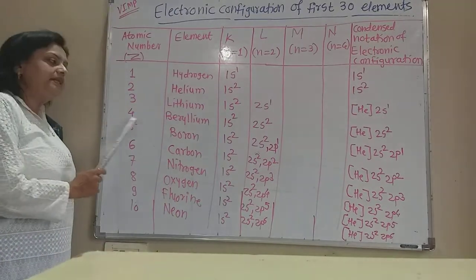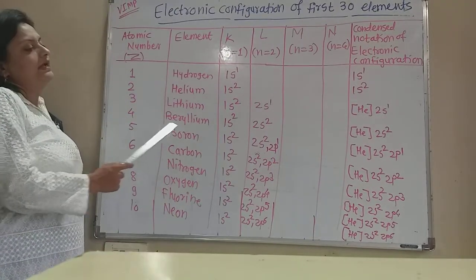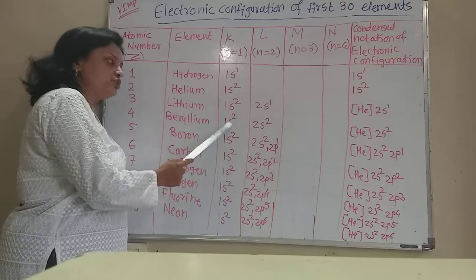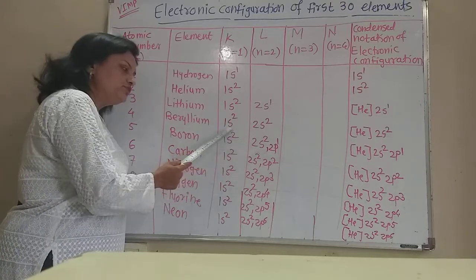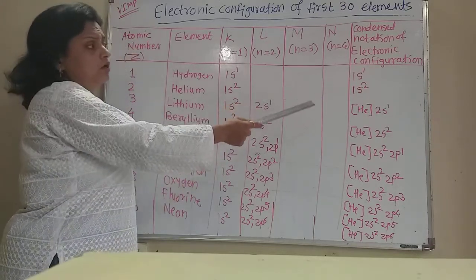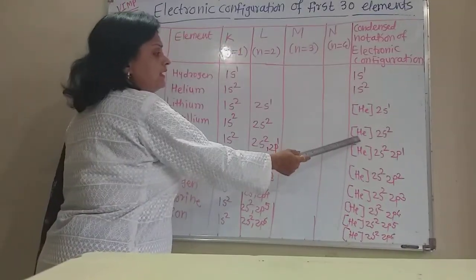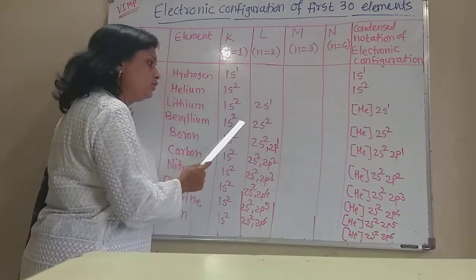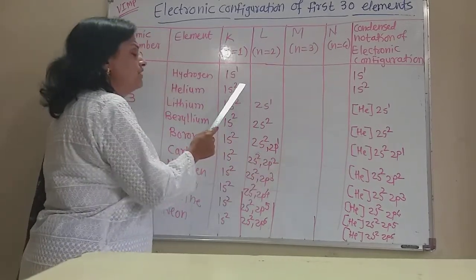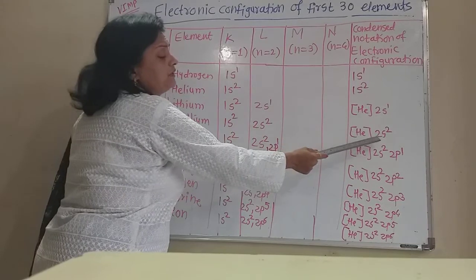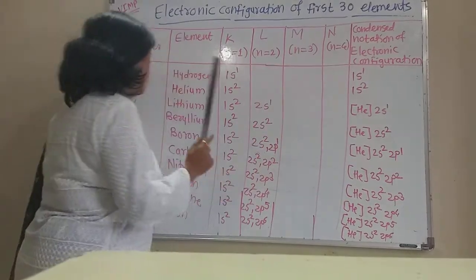Now in beryllium, atomic number 4, the electronic configuration is 1s2, 2s2. These 4 electrons in the condensed configuration are shown as [He]. That means these 1s2 electrons are there. Helium has the 1s2 configuration and after that there is the 2s2.